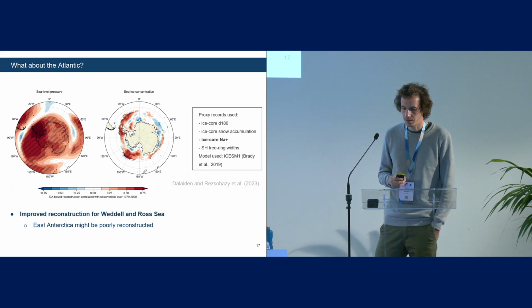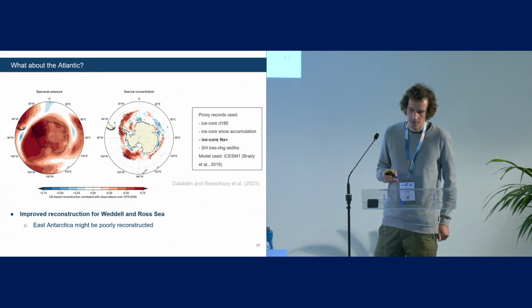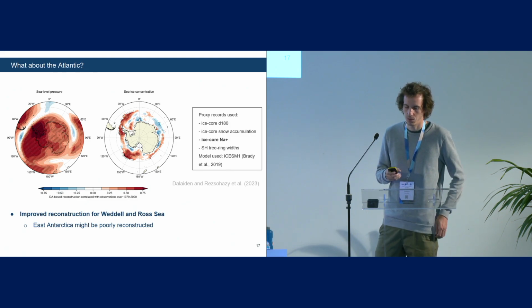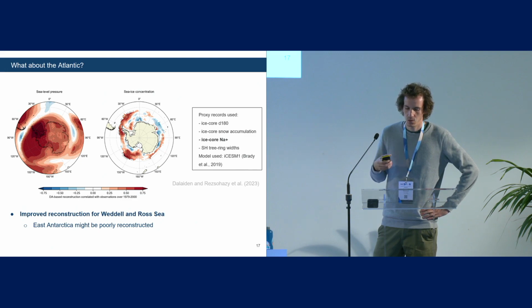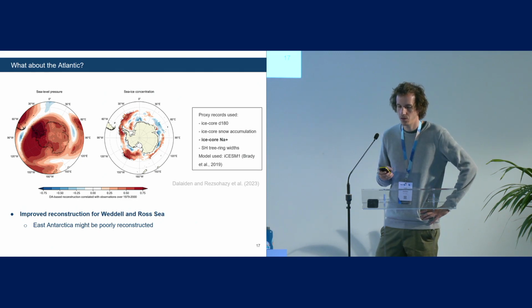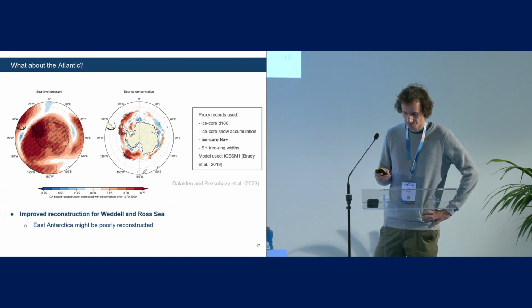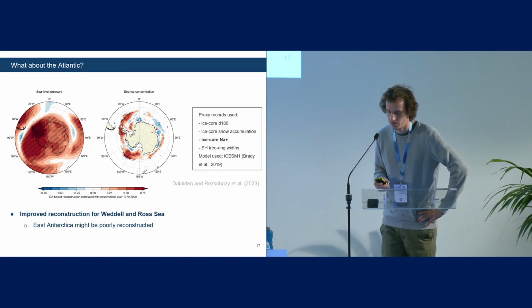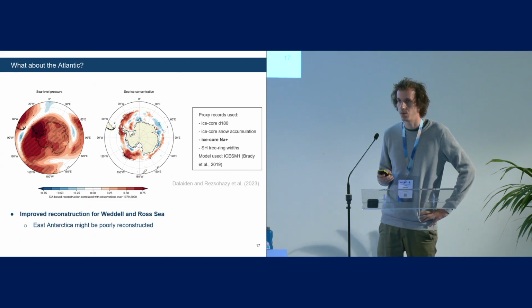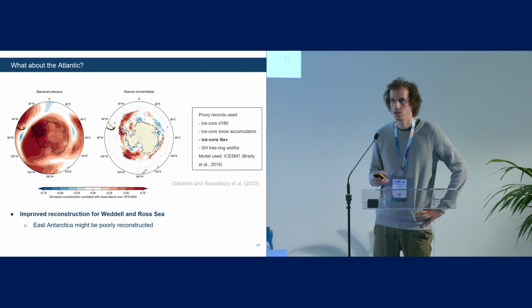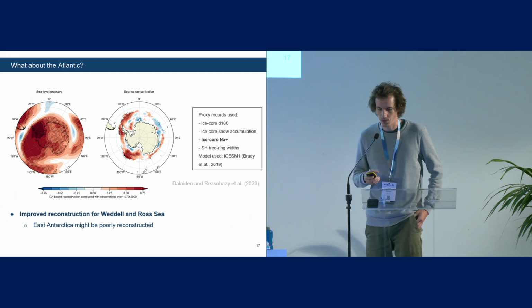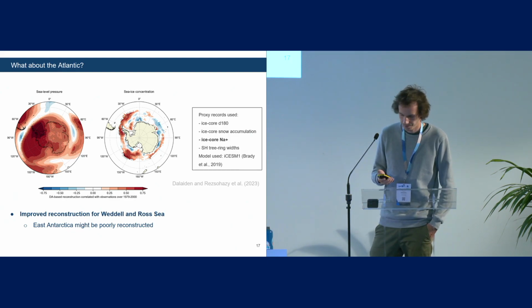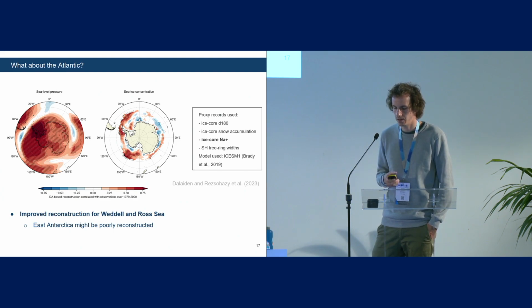So we assimilate these new records, and here is the skill of our reconstruction when we add these new records. What we can see is that we better reproduce the variability of the atmospheric circulation in the Weddell Sea, but it's also the case for the sea ice concentration. We also have a very good skill in the Ross Sea. These two regions are very important for the sea ice and the overturning circulation. But still, we have some issues in East Antarctica.